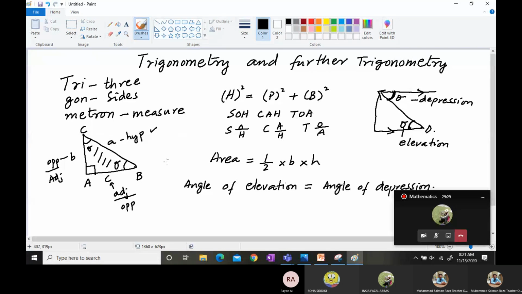So we find out the questions on them, and when we see that we have to find any unknown length, we apply this Pythagoras theorem. And when we need to find any unknown angle, we apply this SOHCAHTOA. So after that, what else is here?